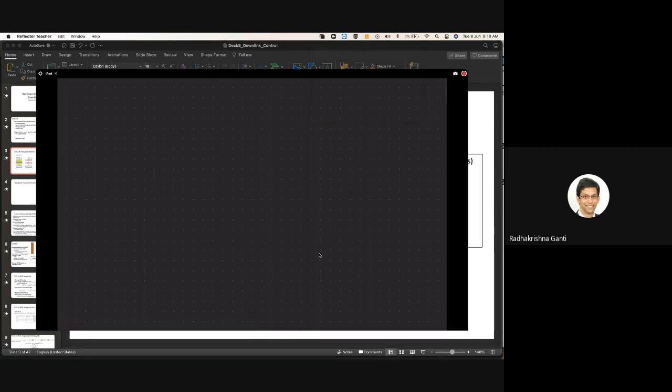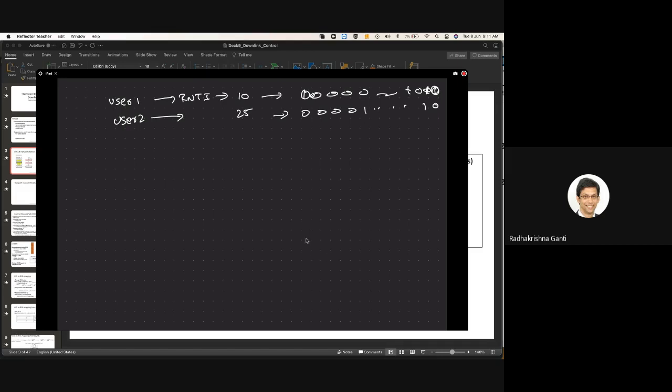So you have user 1. User 1 has an RNTI of, for example, 10. 10 means it has some bit representation, something like 1, 0, 0, 0, 0, 0, 0, and the last bits will be something like 1, 0, 1, 0. Similarly, user 2 will have 25, for example. He will also have a certain bit sequence, 25 converted into some bit sequence.